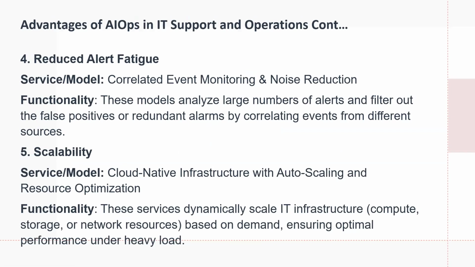Reduced alert fatigue, correlated event monitoring, and noise reduction. These are the services or models that can be used, and the functionality provided by these models or services is that they analyze a large number of alerts and filter out the false positives or redundant alarms by correlating events from different sources.